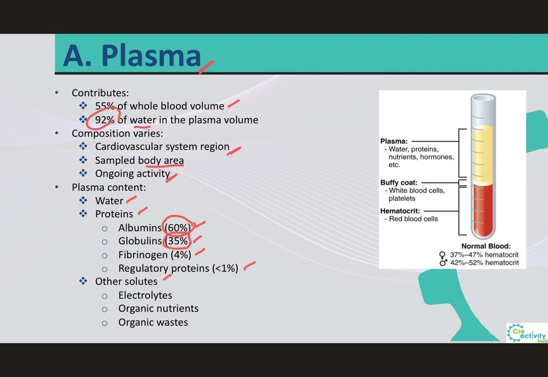Next, fibrinogen will represent 4% of the plasma volume. It is the largest of the plasma proteins, and it is an essential component of the clotting system. Therefore, under certain conditions, fibrinogen molecules will interact, forming these large insoluble strands of fibrin. And these fibers will provide the basic framework for the formation of a blood clot.